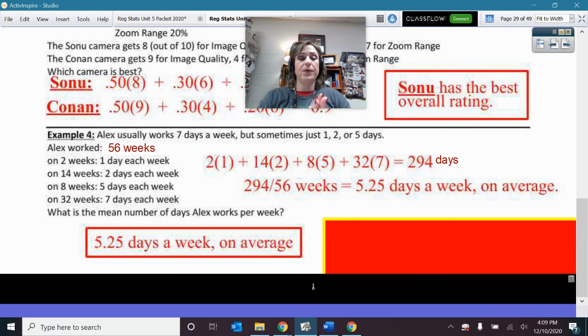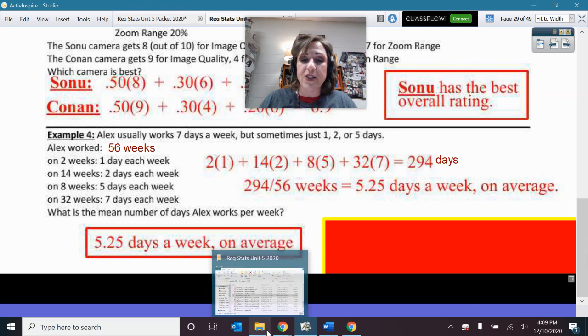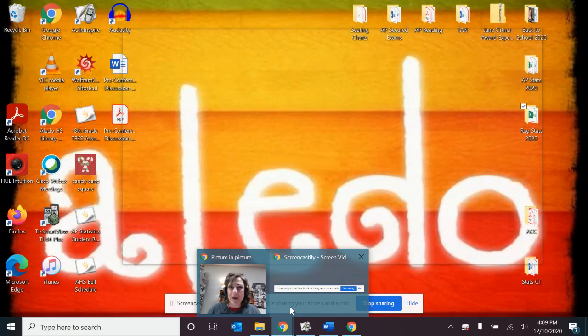Okay, so that's how you are taking care of your weighted averages. So that's going to serve you in a lot of places in your life. I hope that you can see where all of those will come into play, and I hope that you understand that so that you can compute those correctly.